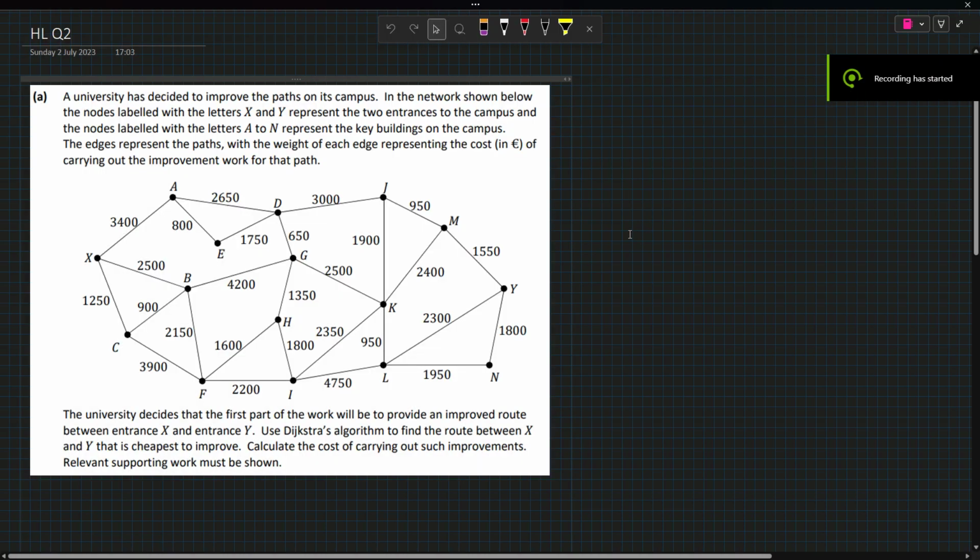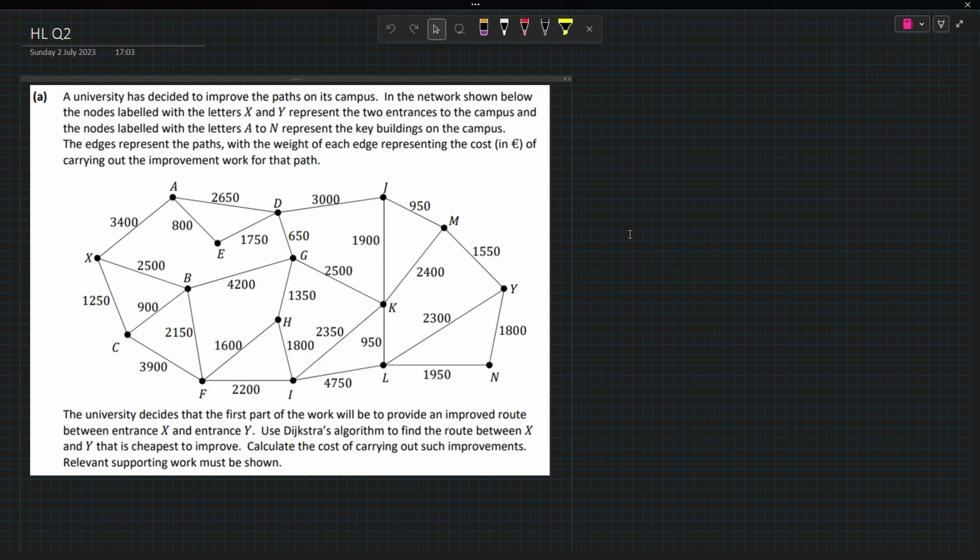This is question 2 in Leaving Cert Higher Level Applied Maths 2023. It starts off being a Dijkstra's algorithm question. We essentially have to find the shortest path between x and y, which seem to be, well, entrances to the campus. So, essentially just x and y, and we have to find the shortest distance between them.